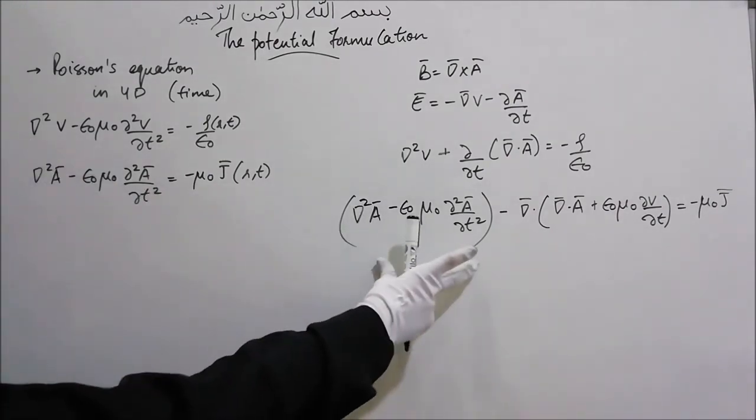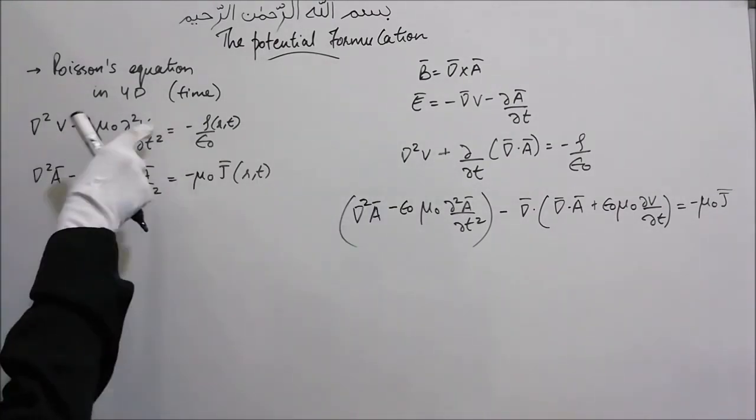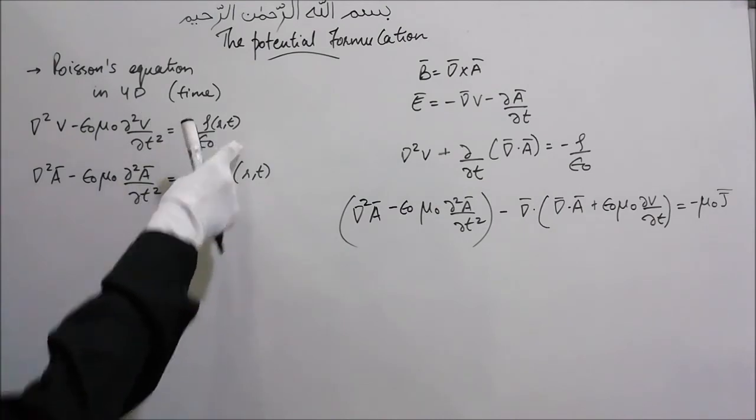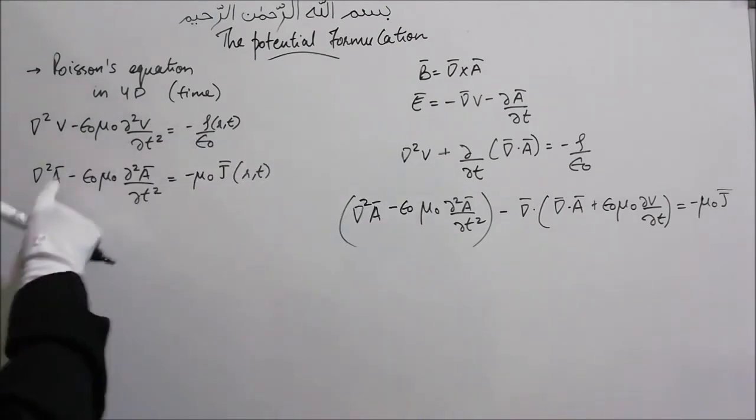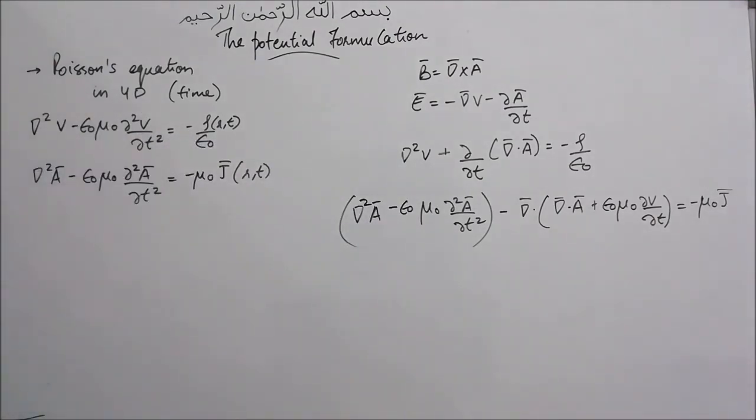So this part is similar to this part. When we change A to B, we will get rho, and when we keep A as it is, we will get J. This is the Poisson's equation in 4 dimensions.